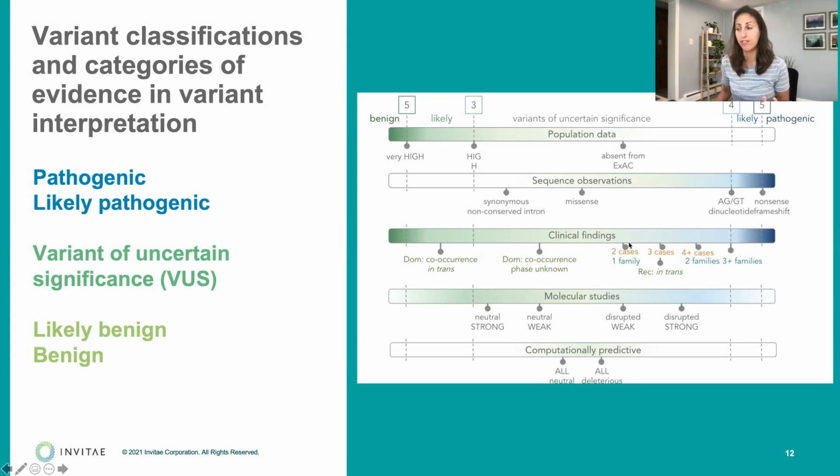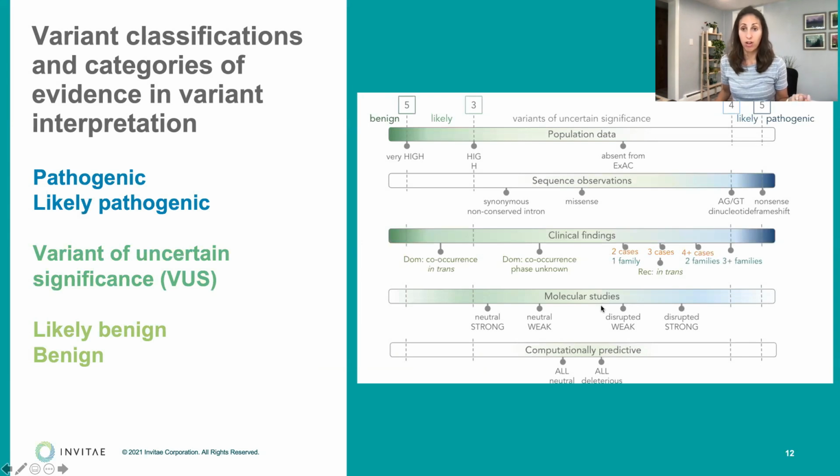We look at clinical findings of the individual who's being tested, clinical findings of individuals who have been reported in the literature, clinical findings of other family members who maybe carry the same variant or don't carry the same variant, but have the same disease. All of that information can help us understand if we're going one way towards pathogenic or the other way towards benign. And then molecular studies.